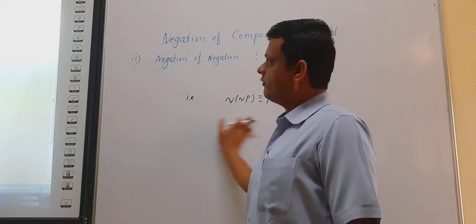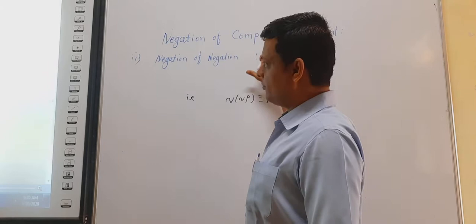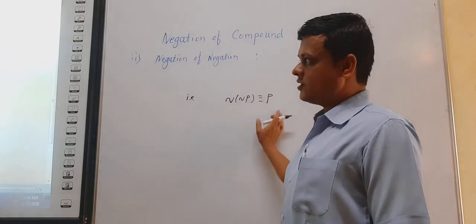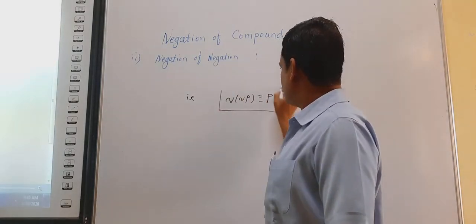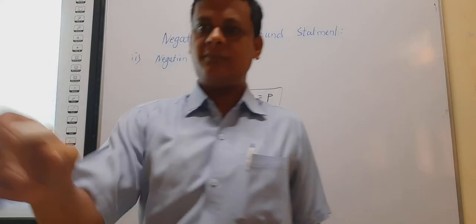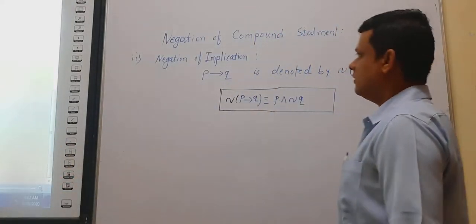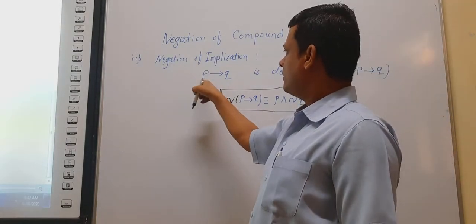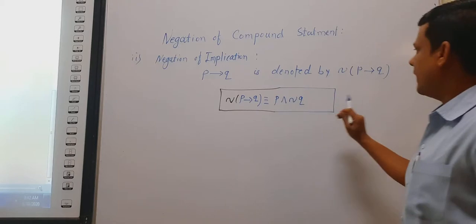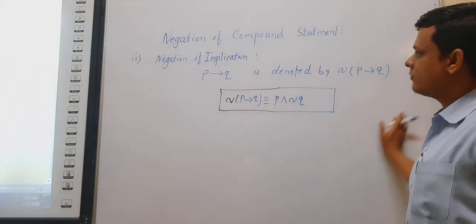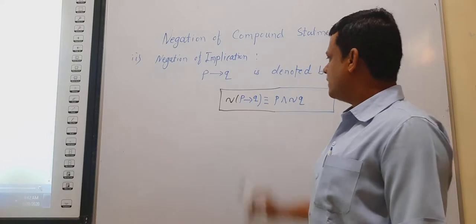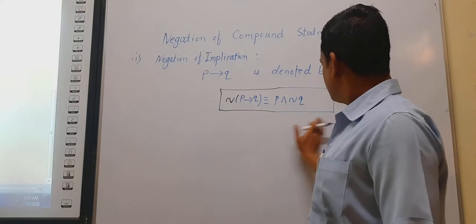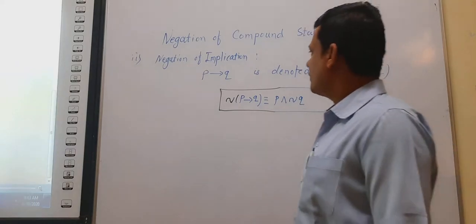Next, negation of negation. Negation of negation is simple. If we make the negation of a negation statement, then we get the statement itself. Next topic is negation of implication. Negation of (P implies Q) is denoted by negation of (P implies Q), and it is equivalent with P and negation of Q. You check the equivalency by using the truth table.